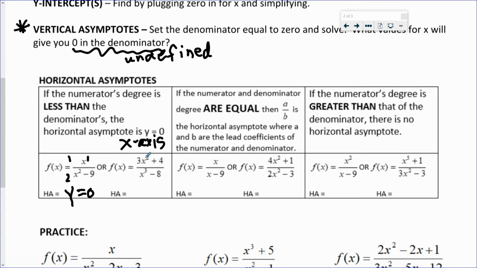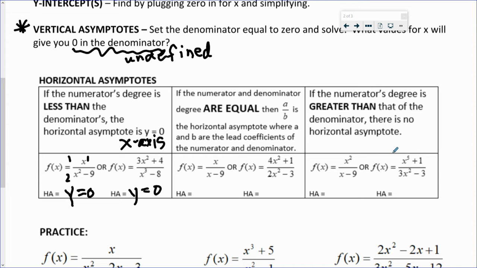Same thing here. Here, your highest or your largest exponent is 2. Here, it's 3. So the degree of the numerator is smaller than the degree of the denominator. Same thing, horizontal asymptote, y equals 0. Easy peasy. Now I'm going to flip over to the third case for just a minute. This is where it's the flip of that, where the numerator's degree is bigger or greater than. Then there is no horizontal asymptote. So if the numerator's degree has a bigger number than the denominator's, you have none.